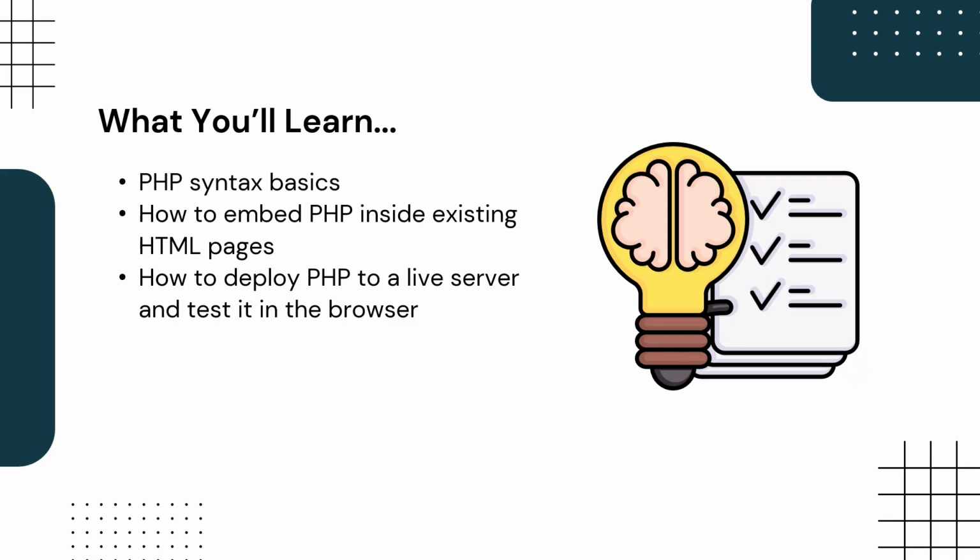So in this module, you're going to learn three foundational PHP skills. First, you're going to learn PHP syntax and basics, okay? That's including using echo, variables, and conditional logic. Second, you're going to learn how to embed PHP inside of HTML pages. And third, you're going to learn how to deploy PHP to a live server and then test it in the browser. Now, this is the moment your website transitions from static design into dynamic web development.